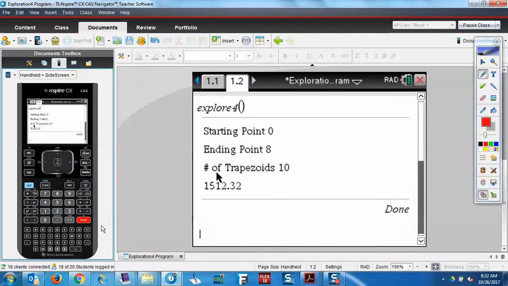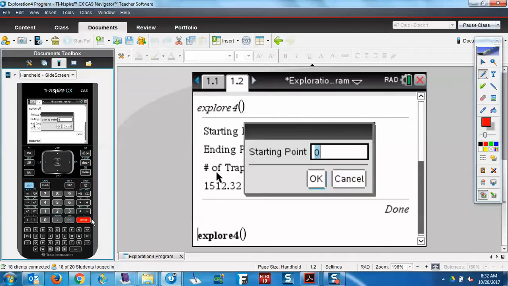Okay. 1,512.32. So now we're getting closer to that 1525 we had. So what just happened by doing 10 trapezoids? What area was it coming from? Because of that red area, right? That red area we were missing. We're still missing some there, right? Because this thing's curving over top, but it's getting better.